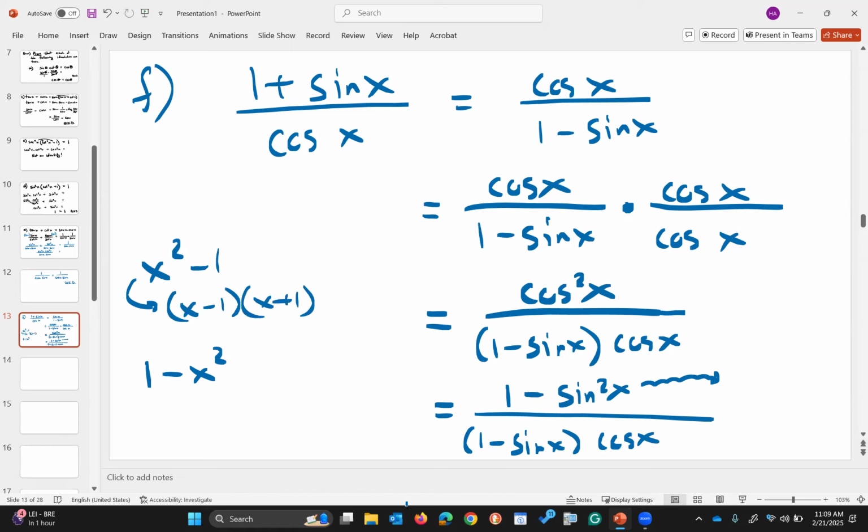Okay, hold on then real quick here. What is 1 minus x squared going to factor down into? 1 minus x squared is going to factor down into 1 minus x, right? And 1 plus x. Okay, so then we go over here. 1 minus sine squared x is going to factor into 1 minus sine of x and 1 plus sine of x. Perfecto.